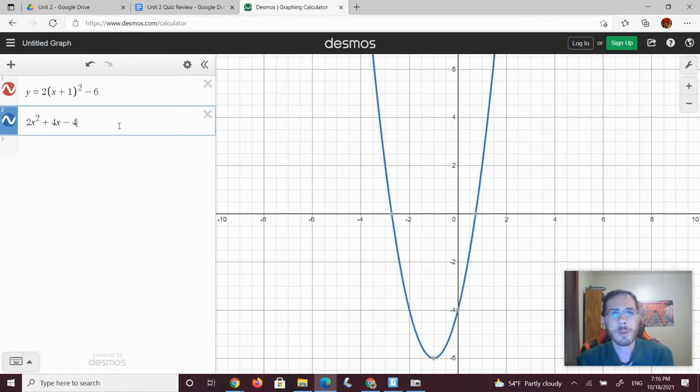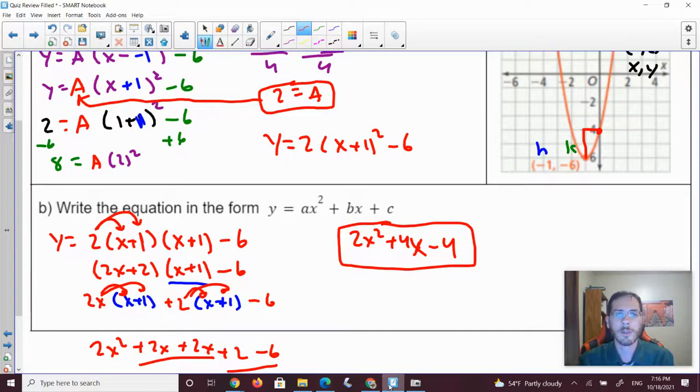But if I want to double check the other one, we had 2x squared plus 4x minus 4. And we can see that the blue curve exactly overlaps the red one. So we know that they're the same, and the red one looked like the picture, so I think we're good to go. I'm pretty happy with the result that we got. Never hurts to double check, and that's one way you can make sure you get the right answer.